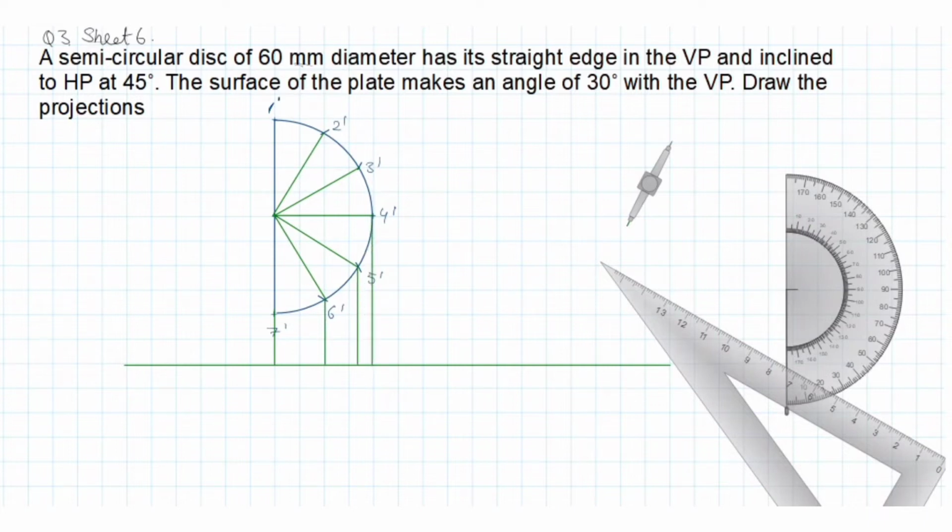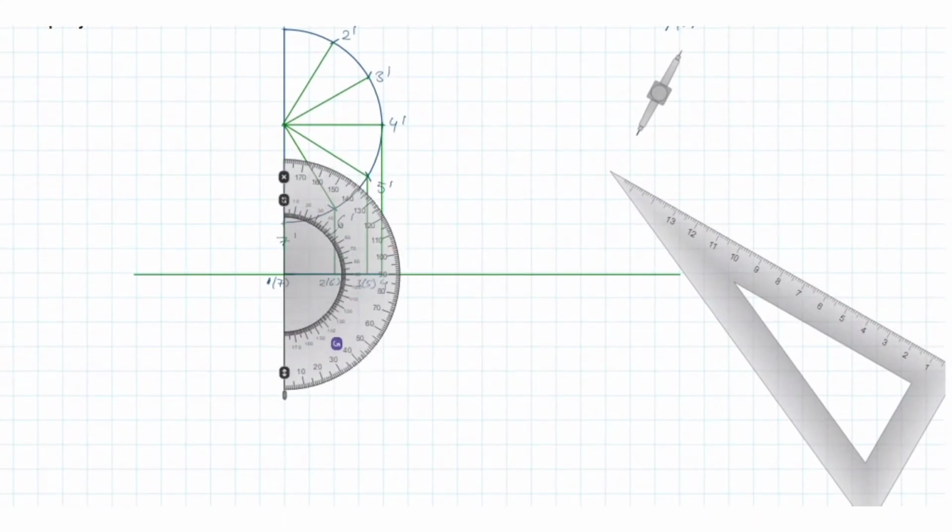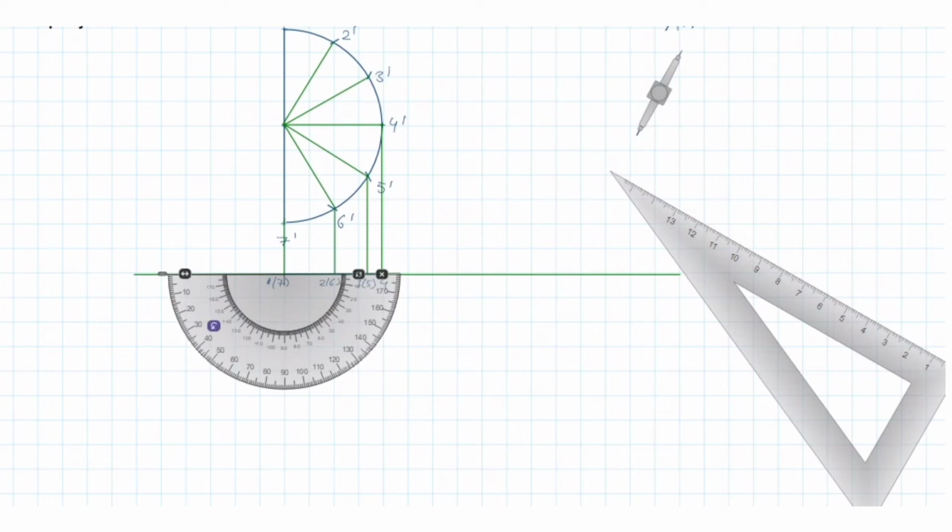So this will be the top projection. This point will be 1 and in bracket 7, this will be 2 and 6, 3 and 5, and 4. Then the surface makes an angle of 30 degrees with the VP, so we will use the auxiliary vertical plane at an angle of 30 degrees. We will use the compass, place it here, rotate it and measure the angle of 30 degrees.